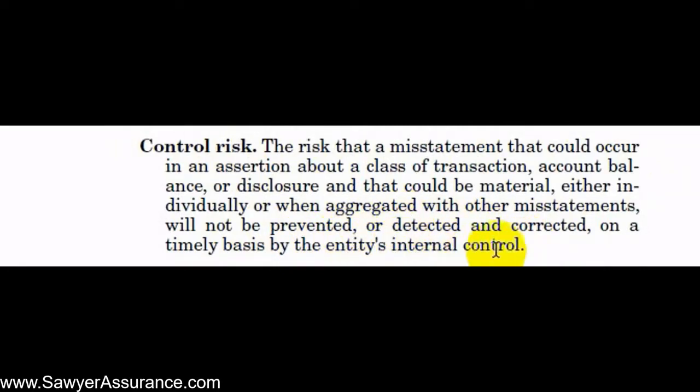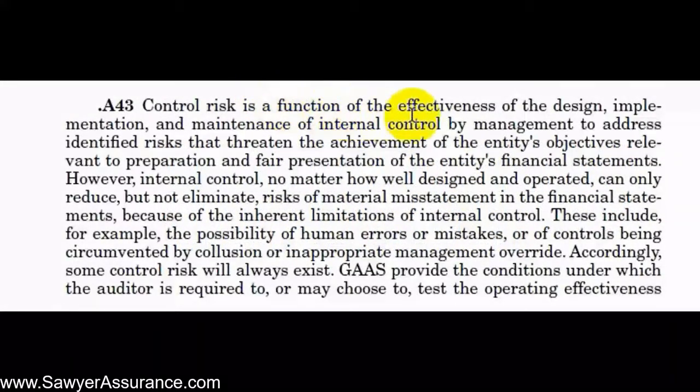So are there internal controls in place that would detect, correct, or prevent misstatements from occurring? And so this means we need to evaluate the effectiveness of the design, implementation, and maintenance of internal control by management to address the risks that threaten the organization's objectives. And we can do this by inquiries with management, doing walkthroughs of the control processes with the control owners. But if we intend to rely on the controls of the company, we would need to test those controls for effectiveness.